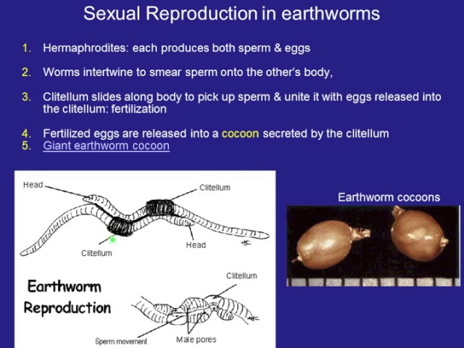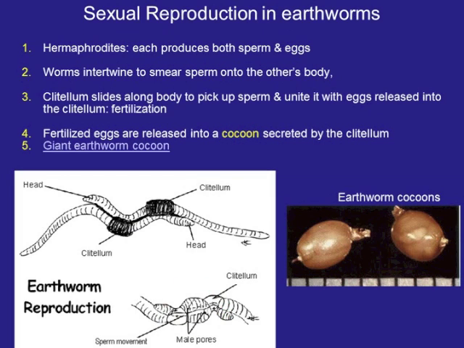your fertilization. They have fertilized eggs that are released into a cocoon and secreted by the clitellum. And there's a video there of a giant earthworm cocoon. In the bottom left, we see a diagram. So we see the head and we see the clitellum and how they just slide along each other. They rotate around each other to pick up the sperm to fertilize their eggs.